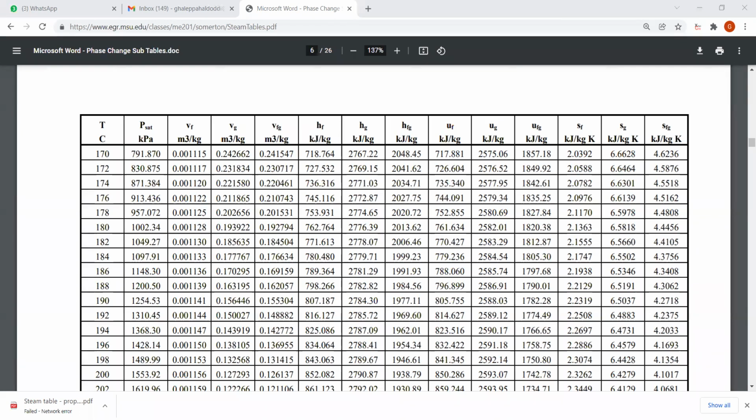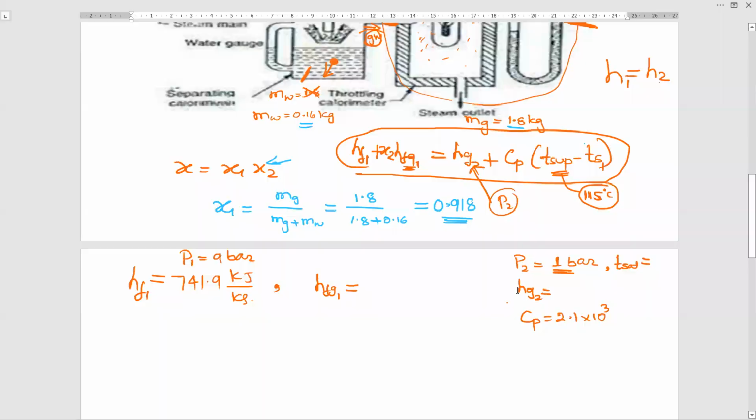Sir, we can't see the screen, sir. You cannot see the screen? Yes, sir. 1 minute. Saturated temperature 99.63 degrees Celsius. Sir, it was in our data, maybe internet.